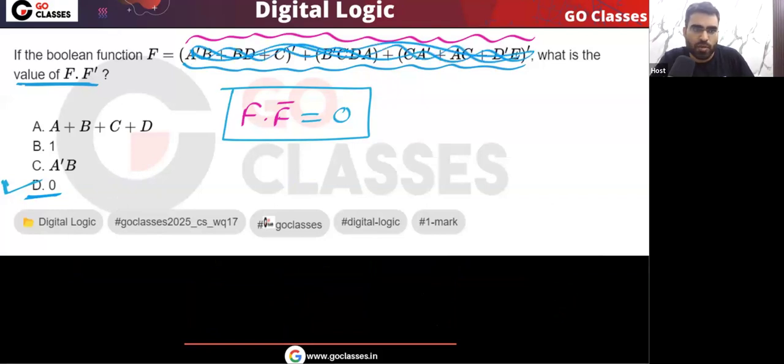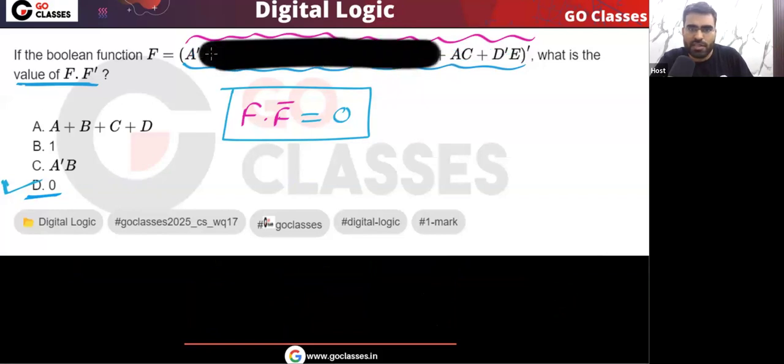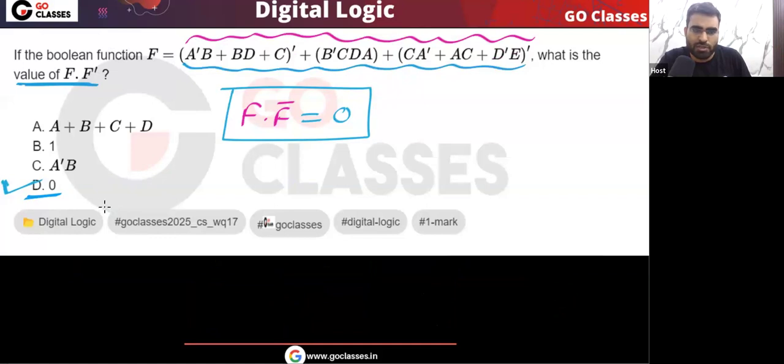This expression does not matter. Whatever function you take, f and f complement will always be 0. So the answer will always be option D. Whatever function f you take, this f and f bar will always be 0. Very simple. Now let's move on.